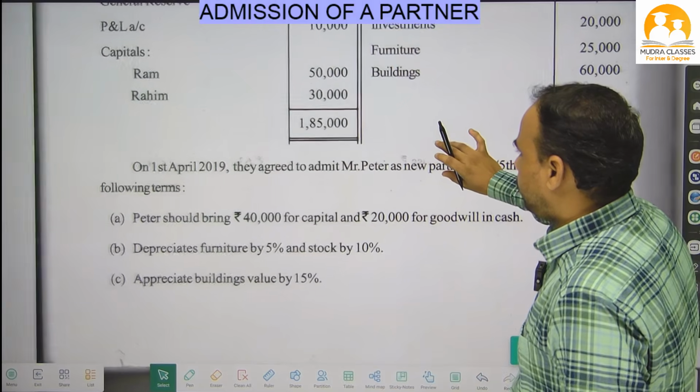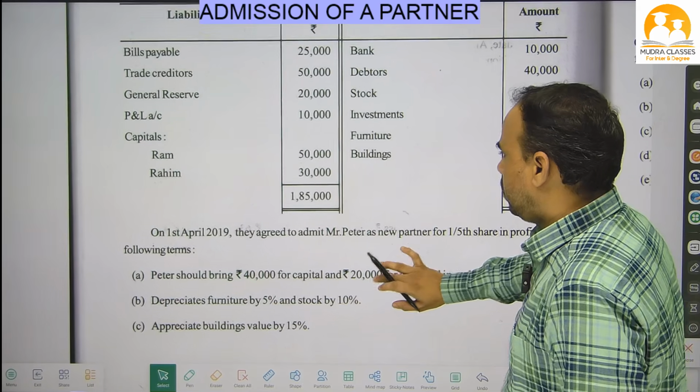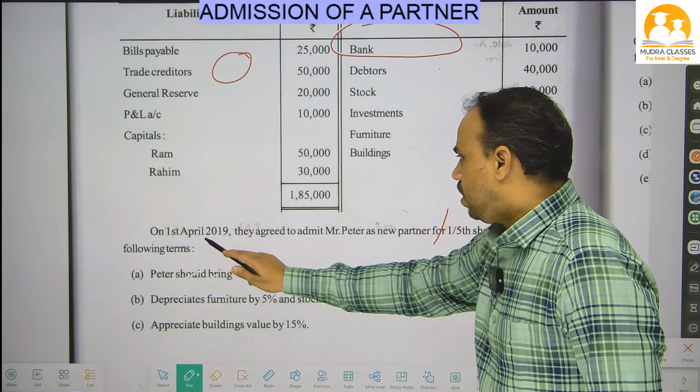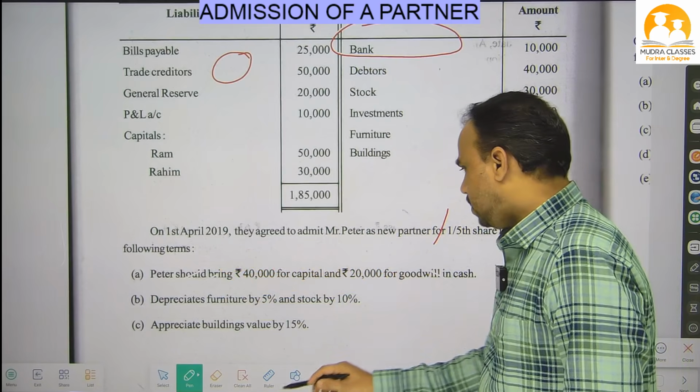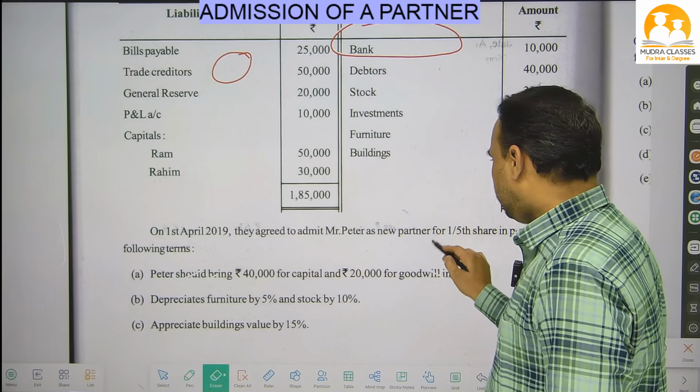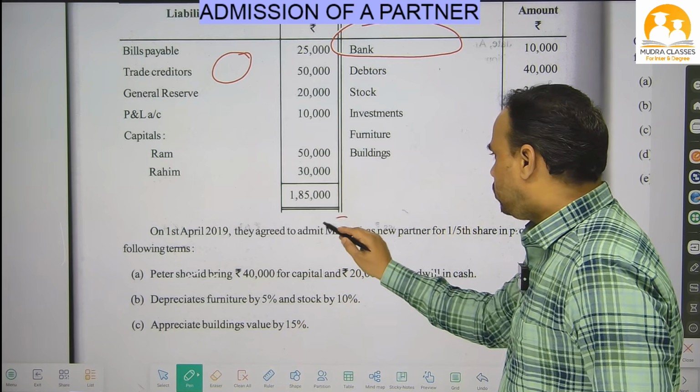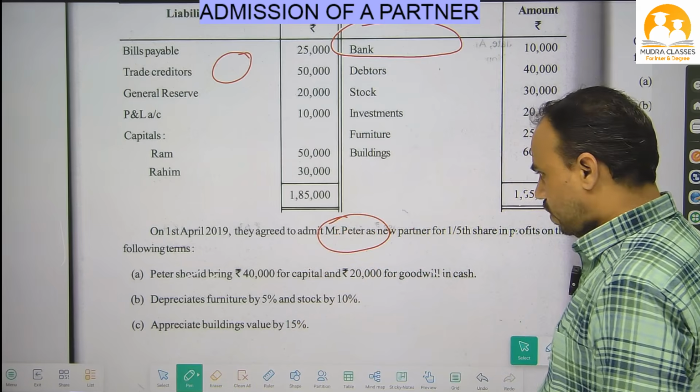So see what is given here. On 1st April 2019, they agreed to admit Mr. Peter as a new partner. So who is the new partner here? Mr. Peter as a new partner.